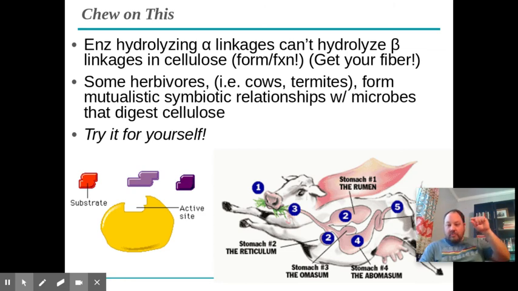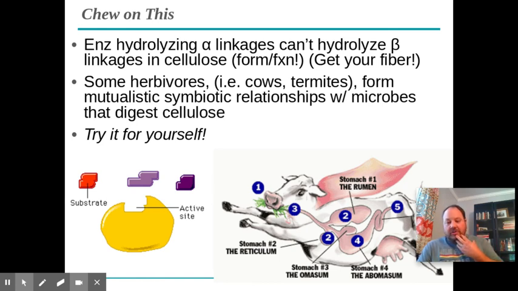Termites will consume plant material and wood, but termites themselves can't digest those carbs. Bacteria living in the guts of the termites can. Experimentally, they've treated termites with antibiotics, and when the termites have their gut bacteria killed, the termites die. So a lot of these herbivores have relationships with microbes that can digest the cellulose.